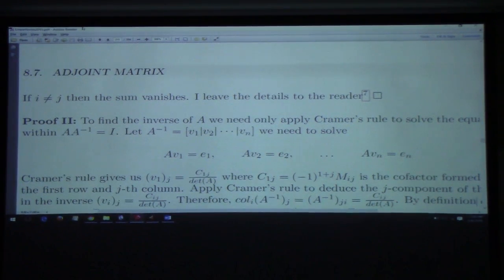If you don't see this right away, you could write down the 3 by 3 case and try to convince yourself of it.